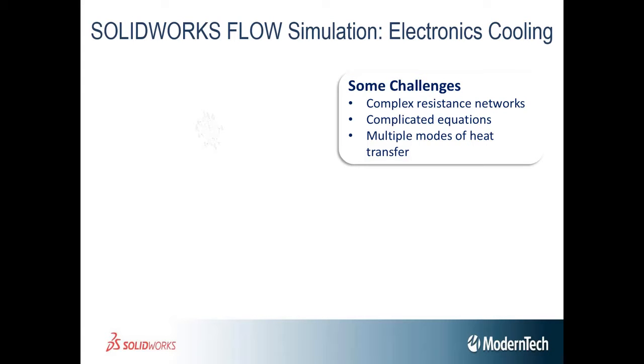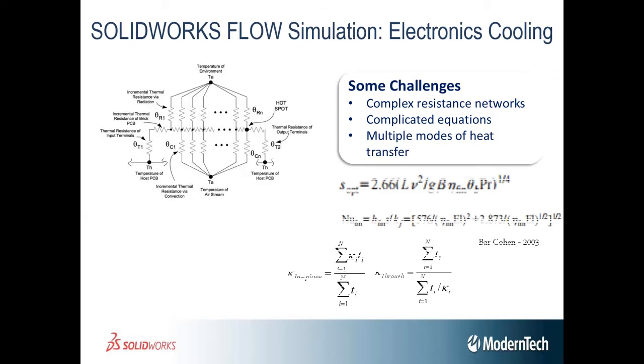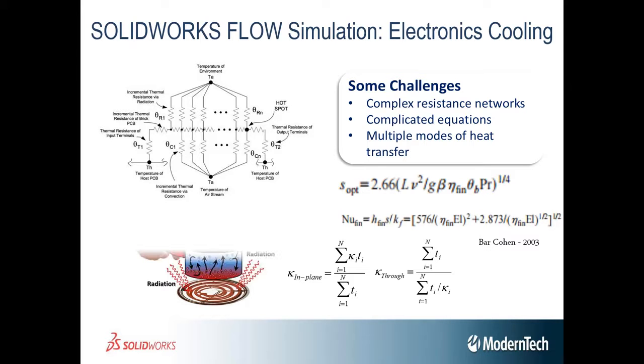So, some challenges that we face when it comes to thermal management. Well, we have complicated resistance networks, and we have heat going in a lot of different directions. We have complicated equations, so if any of you guys have ever done a lot of hand calculations calculating the heat transfer coefficient, you have very complicated equations for determining the Nusselt number and the corresponding convective coefficient. We have the S optimal, that's the equation for the optimal spacing of two parallel plates. Then at the bottom there, we have our equations for calculating the thermal conductivity of a composite structure, for instance, a multi-layer PCB.